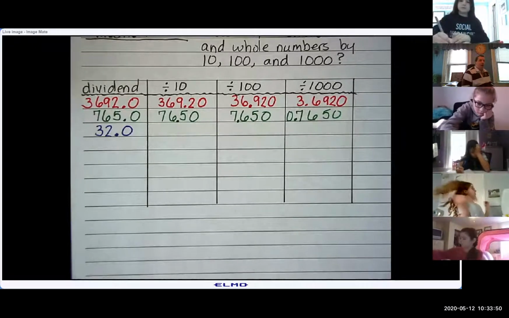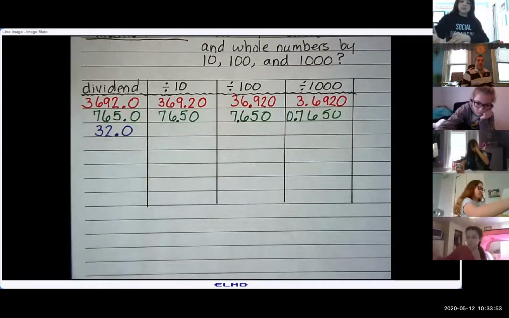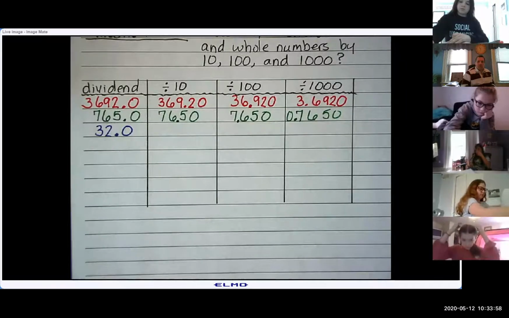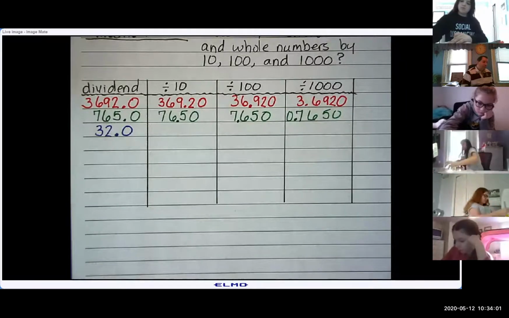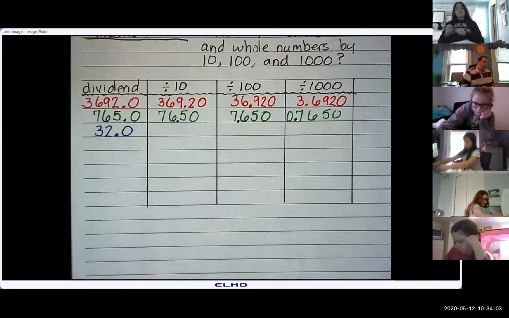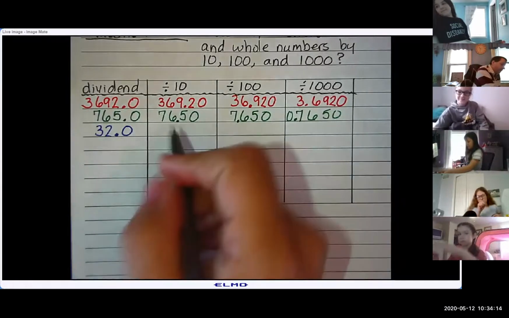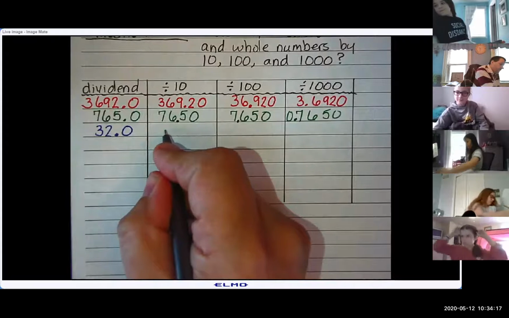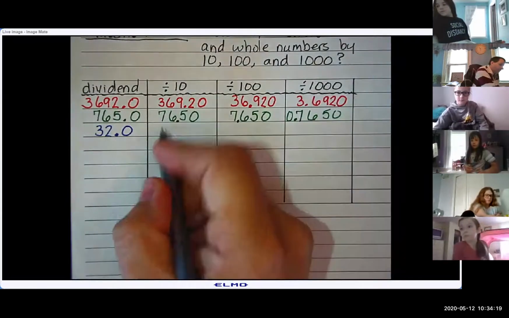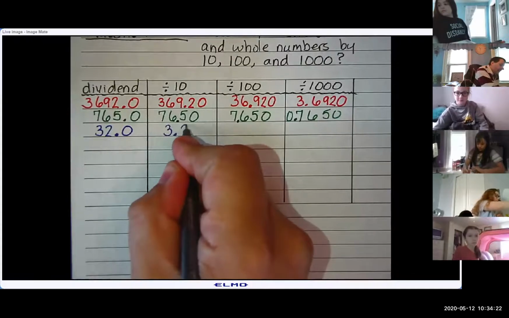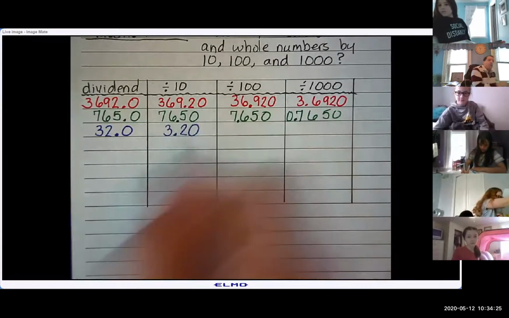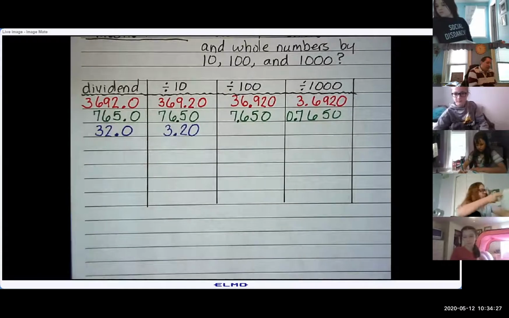Juliana, talk to me. Yes, Grant. We're doing 32.0 divided by 10. 32.0 divided by 10 equals 3.20. That is correct. Very good job. All you did is move that decimal point one space over to the left.